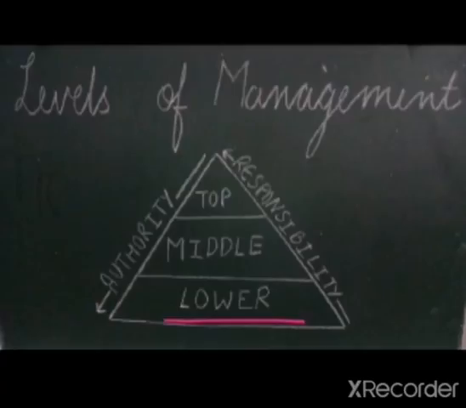Next one, maintaining discipline at the workplace is also a function of lower level. They also help the workers by providing training to them. And last one, they also boost the morale of workers and encourage them to have team spirit and work with proper zeal. So today we have completed our two topics, that is functions of management and levels of management.